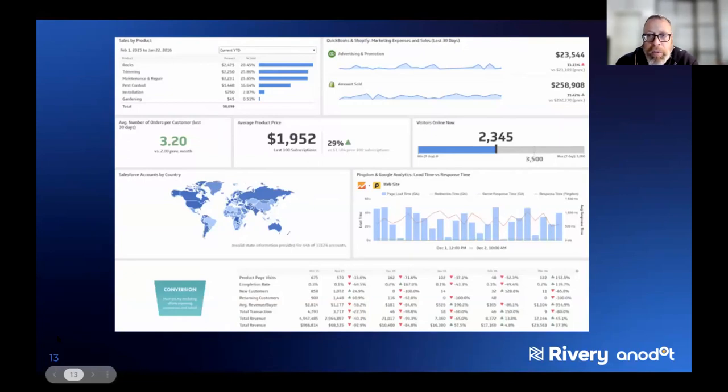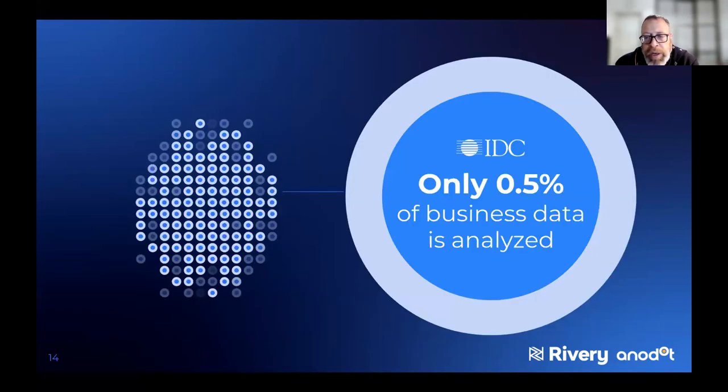Okay. So usually when you think about marketing data and what you do with it, you think about a dashboard. And this is just a sample dashboard, which you're used to seeing. And some of the dashboards are nice. Some are even nicer. But the problem is that dashboards don't scale. And if you switch to the next slide, you can see that while tools like Rivery enable you to get all the data which you want pretty easily, only about 0.5% of that data is actually analyzed.